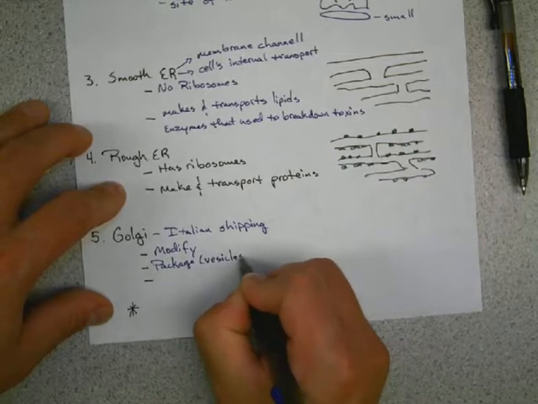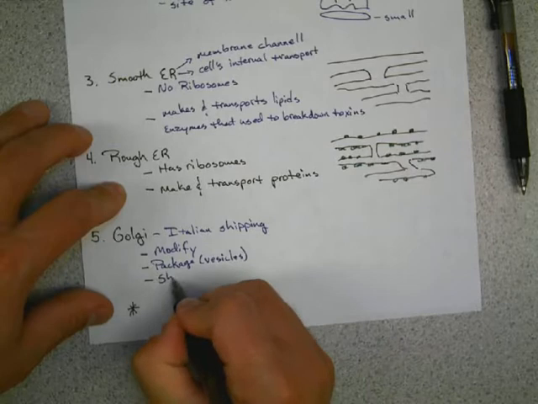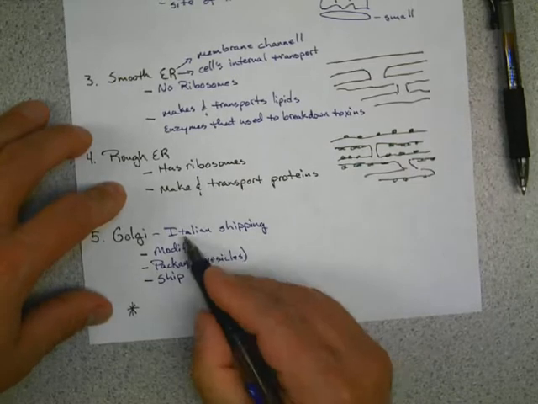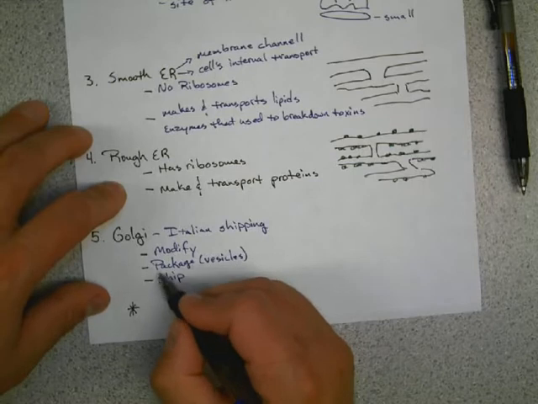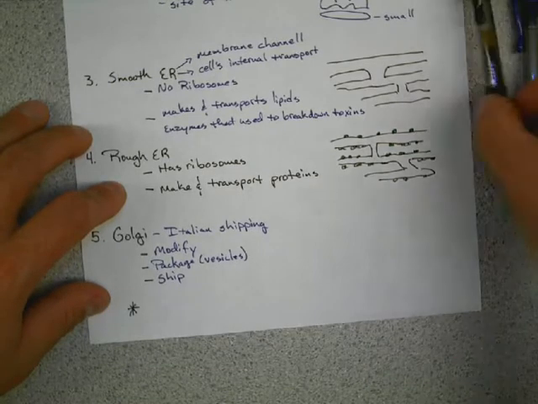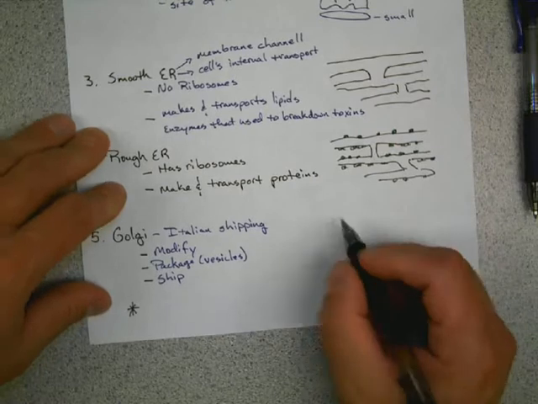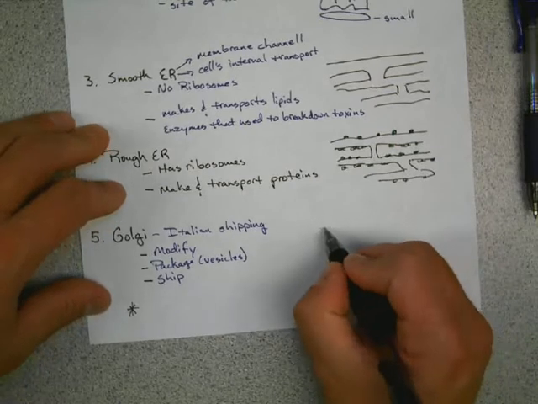They're always packaged in vesicles. So it's going to make vesicles, and then it's going to ship them out. So think of our Italian friend who works in shipping. So you modify, package, and ship, MPS, and send it on its way.